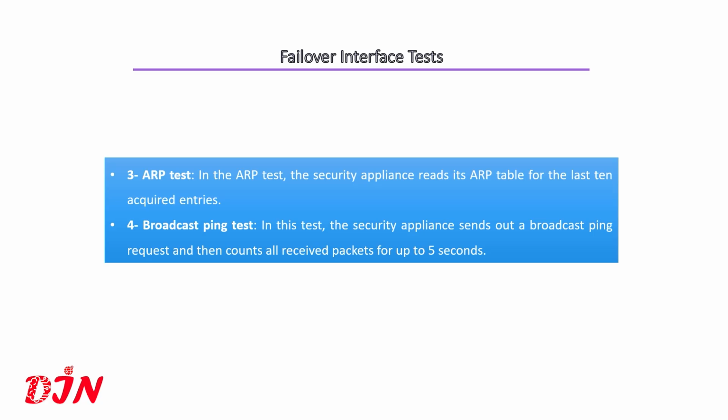Number 4. Broadcast ping test. In this test, the security appliance sends out a broadcast ping request and then counts all received packets for up to 5 seconds. If it receives any packets during this time window, the security appliance declares this interface operational and stops the test. If the appliance does not receive any traffic, it marks the interface as failed and initiates failover.